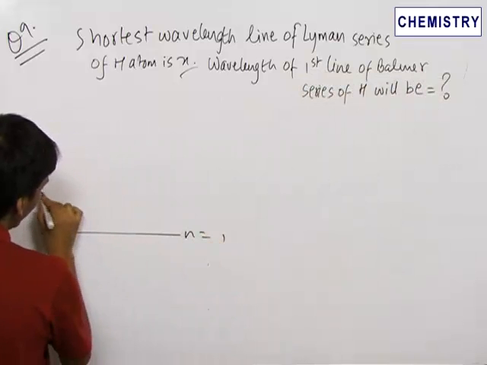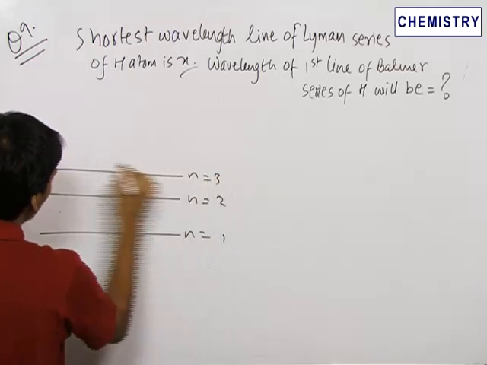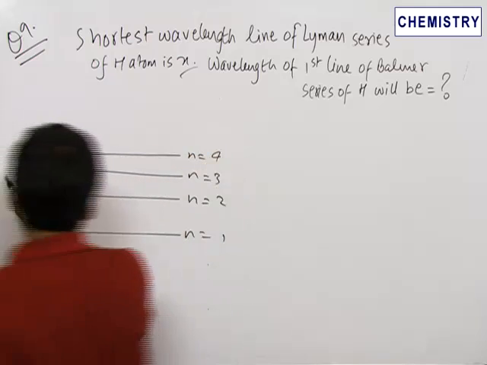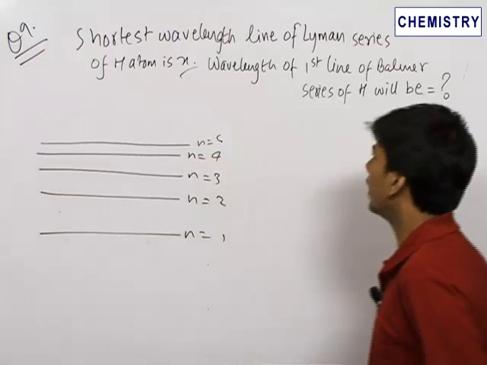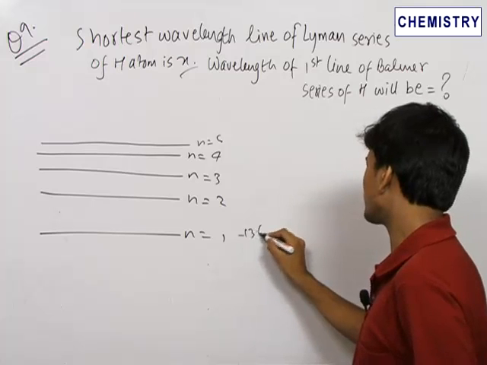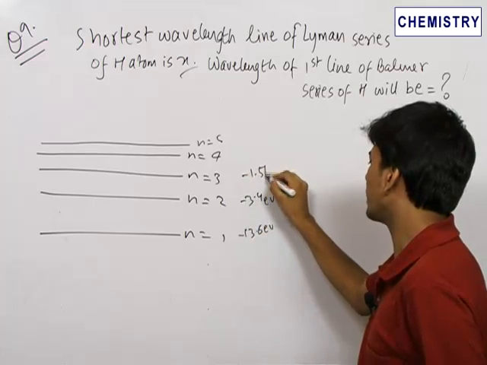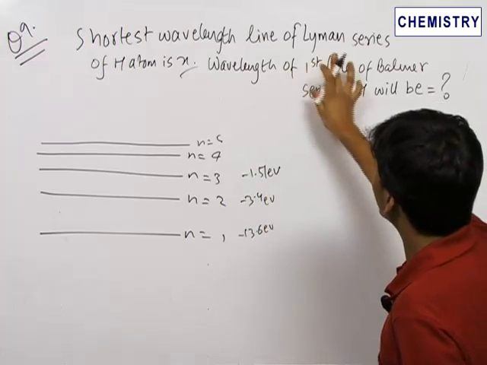This is n equal to 1, this is n equal to 2, and the gaps keep on reducing. That is, the gap between these layers keeps on reducing as we go higher. This is n equal to 5. Now we know that this is equal to minus 13.6 electron volts, this is minus 3.4 electron volts, this is minus 1.51 electron volts.